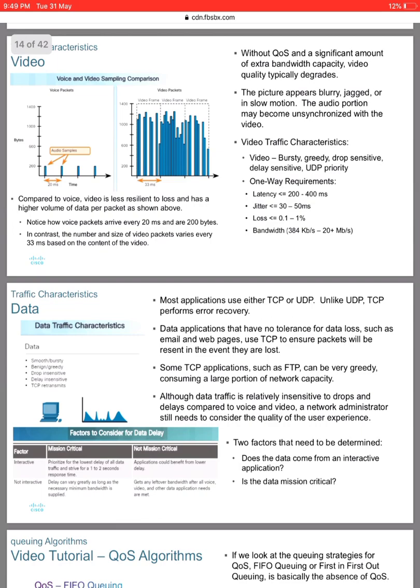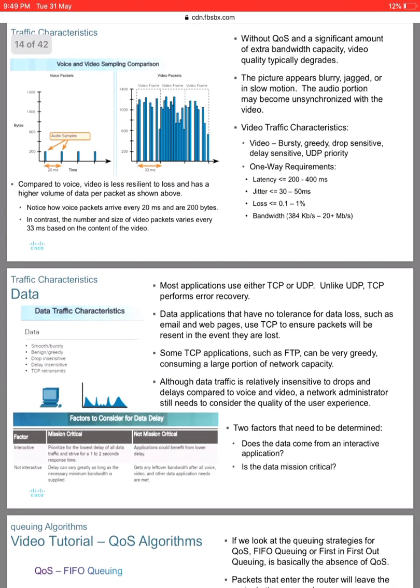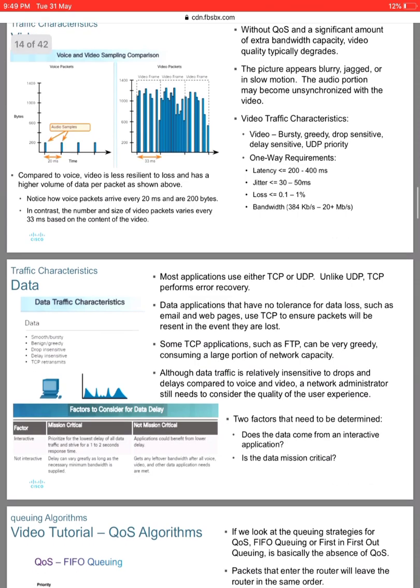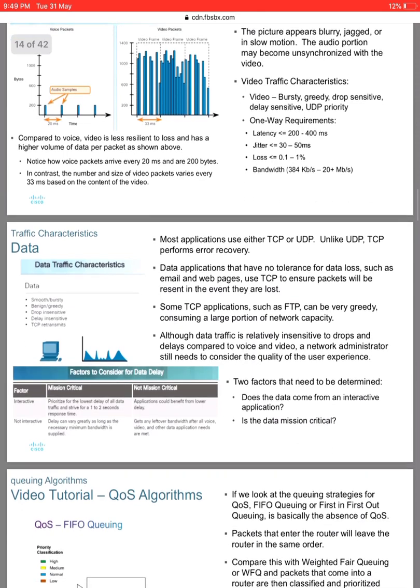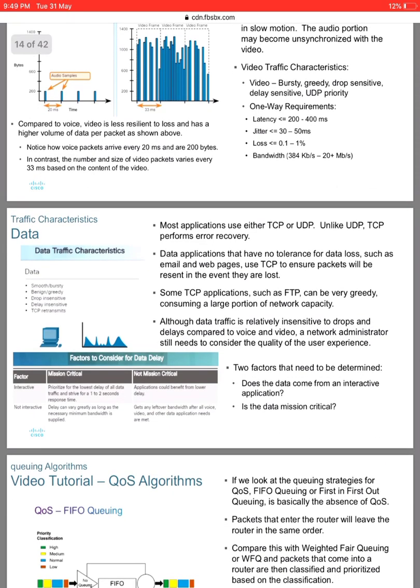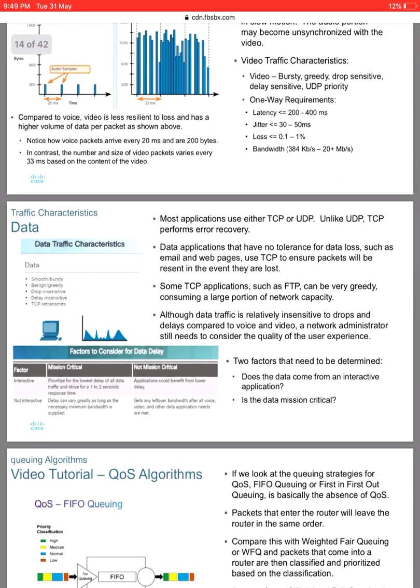For video, without QoS and a significant amount of extra bandwidth capacity, video quality typically degrades. The picture appears blurry, jerky, or in slow motion. The audio portion may become unsynchronized with the video. Video traffic characteristics: bursty, greedy, drop sensitive, delay sensitive, UDP priority, with one-way requirements for latency, jitter, loss, and bandwidth.